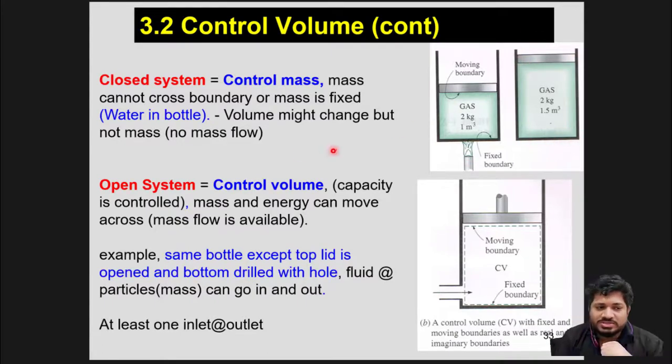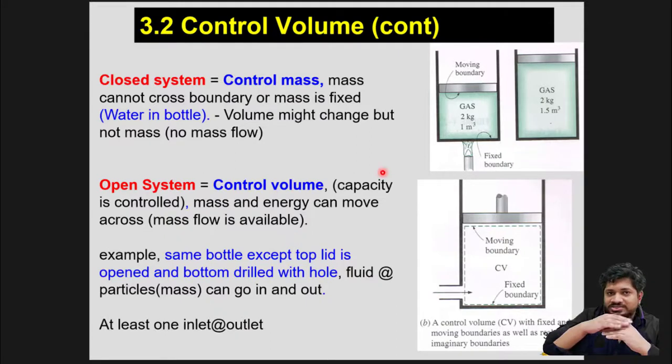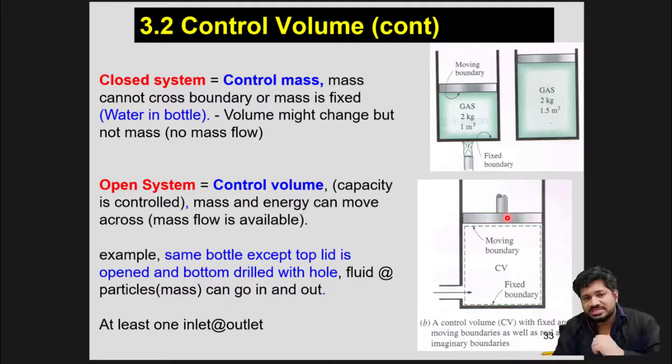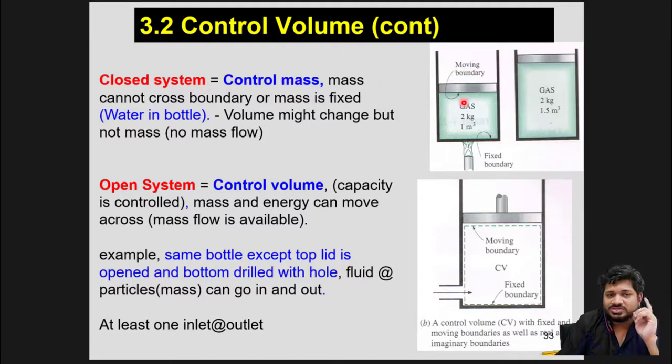Now let's take a look at an open system. In an open system, the control volume is controlled, mass and energy can move across, and mass flow is available. What this means is that the mass can flow in and go out, okay? However, since mass is going in and out, the boundary is also moving. So the control volume boundary, as you can see, is moving. The plunger is moving up and down as the mass comes inside. For an open system, there should be at least one entry and one exit. The moving boundary can be seen for a closed system as well. However, there is no entry and exit.